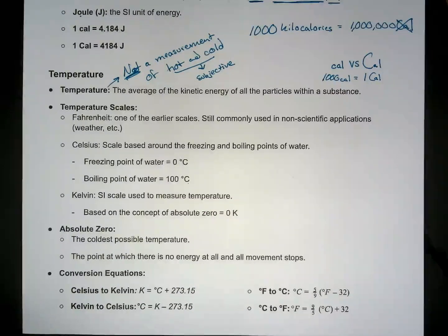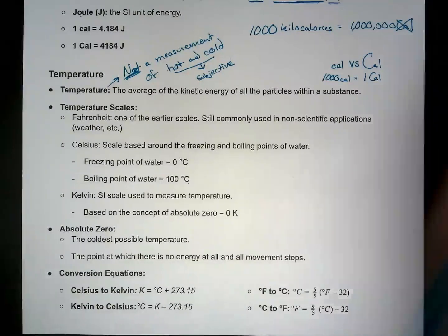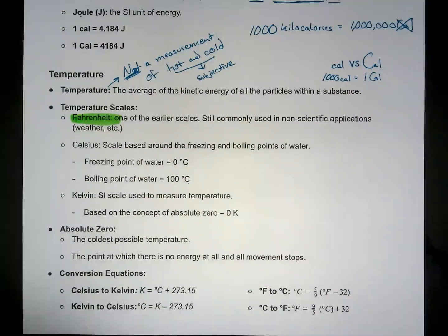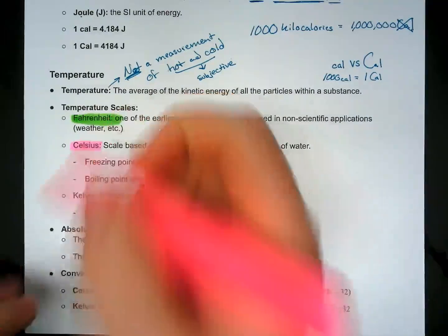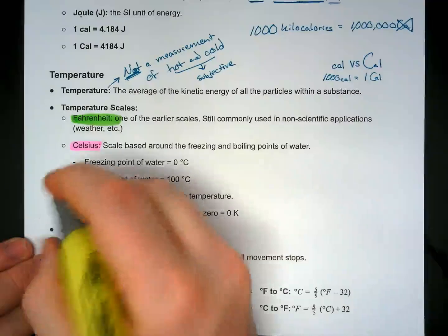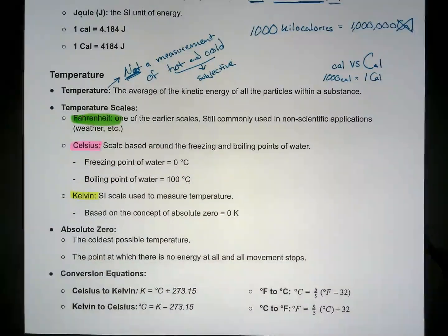Okay, so temperature scales. We use Fahrenheit for the most part in the U.S., and a couple of other countries sort of use it too. We're really the only country in the world that still uses Fahrenheit. Almost everywhere else uses Celsius. It didn't used to be that way. We used to go by centigrade up until about the 50s or 60s, and then we switched over. I actually don't know why we did that. Fahrenheit is one of the earlier scales, and we'll have a video about this. It's still commonly used in non-scientific applications like weather.